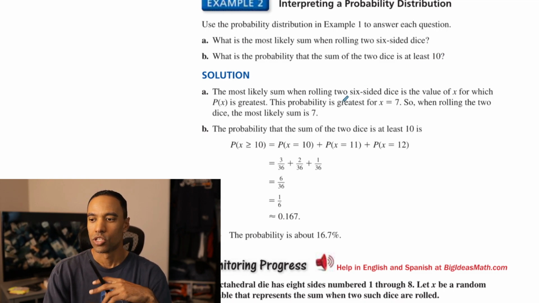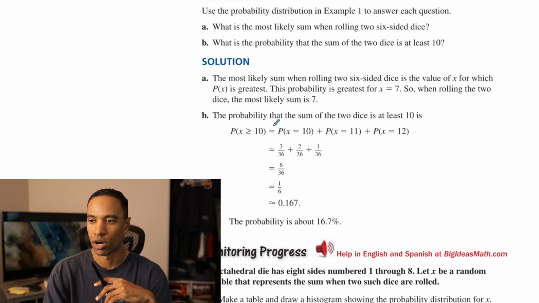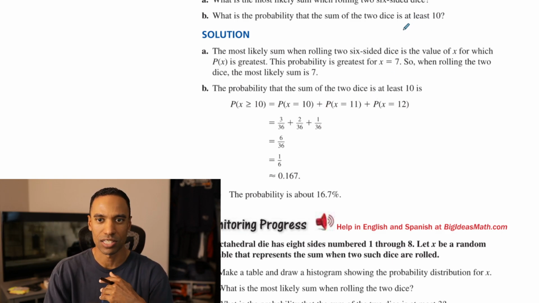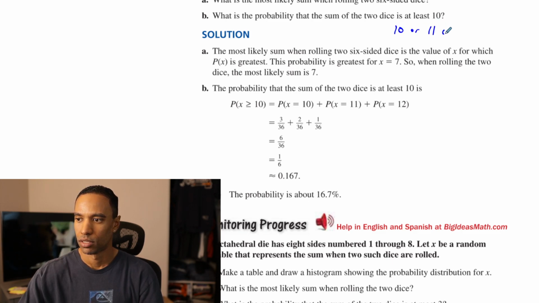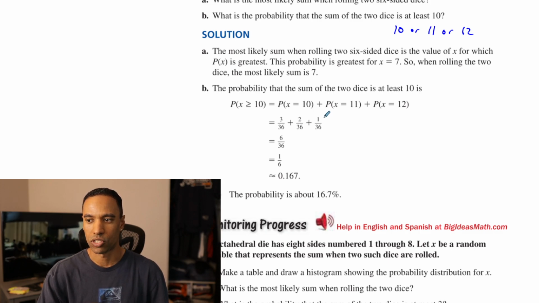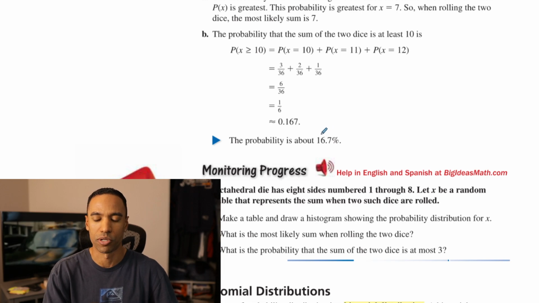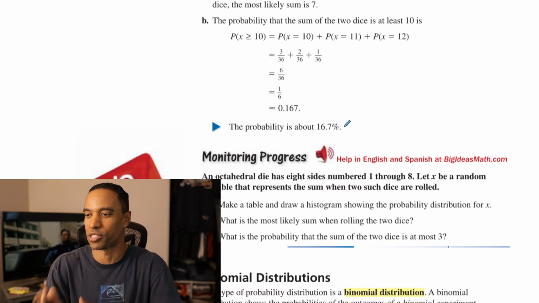Is at least 10. So there are different ones that we can have that can land on 10 or more. That's 10, 11, and 12. And you add up those 3 probabilities because it's an or case. At least 10 means 10 or 11 or 12. Okay. So probability of 10 is here and 11 is here and 12 is here. They are mutually exclusive. And that probability goes to about 16.7%. Looks like we're going back to percentages. Percentages are back on the menu, folks.